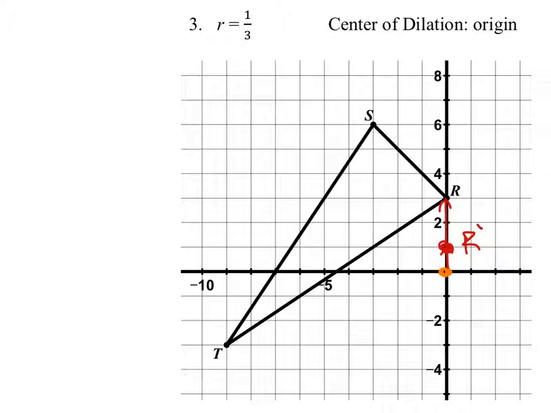So let's look at S next. S is up 6, and then to the right 3. So we take 1/3 of the 6, which is up 2. And then 1/3 of the 3 is to the right 1. So this point is R prime. No, S prime. What the heck? Wait, we already did R prime. S prime. Yeah, I know.